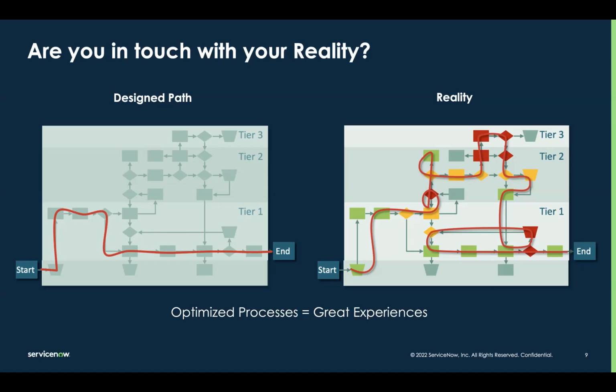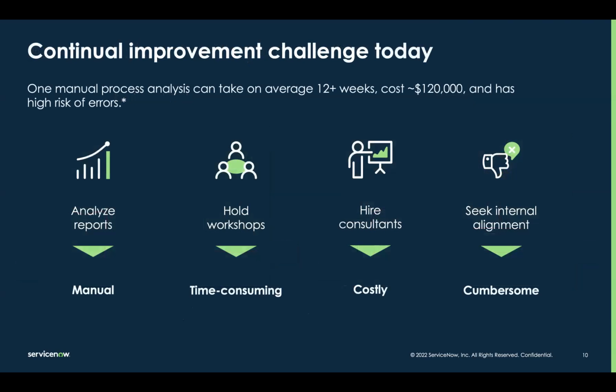And identifying what is actually happening, what's the truth in our business processes, and then improving them isn't always as easy and obvious as that park example that we showed a little bit earlier. For most of us, the continual improvement process is very manual, time-consuming, expensive. It involves pouring through tons of reports, holding virtual and in-person workshops, maybe hiring third-party consultants to come in, and then ultimately getting alignment on the path to move forward.